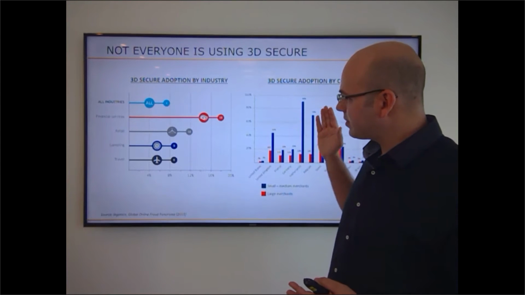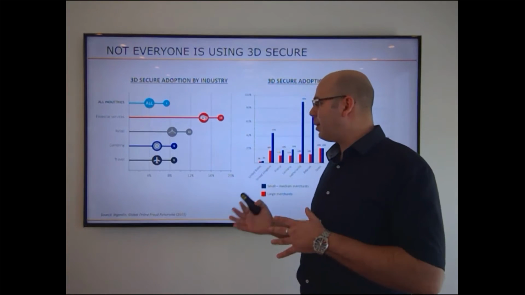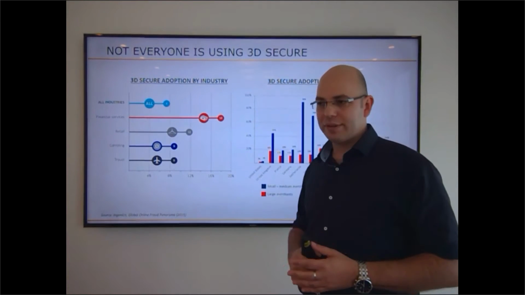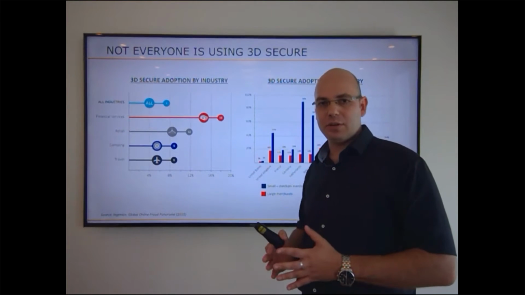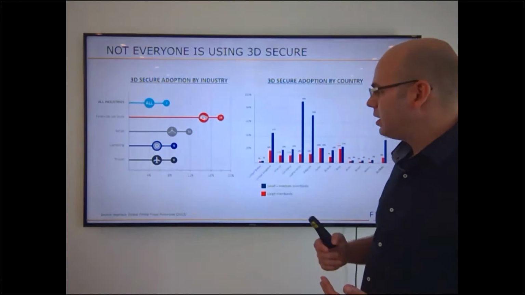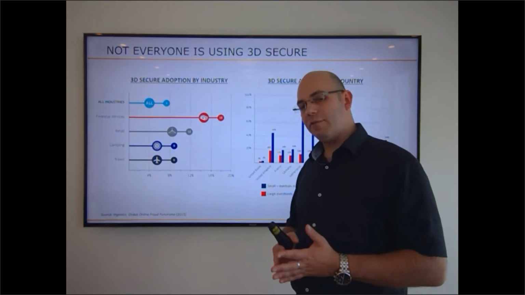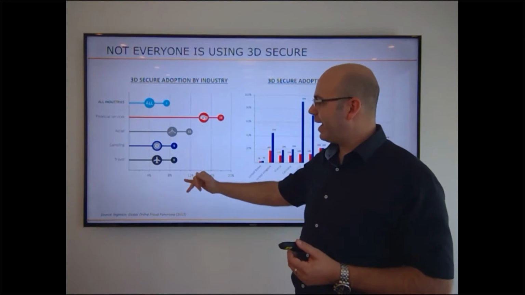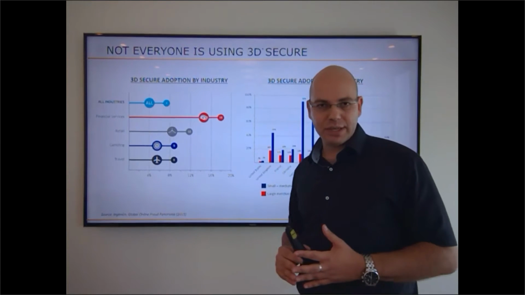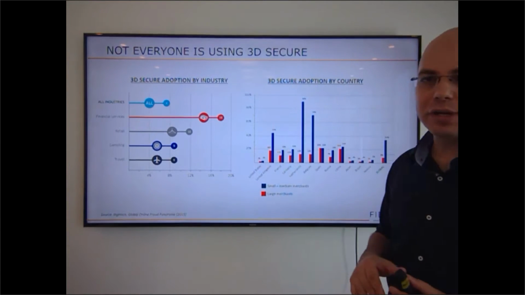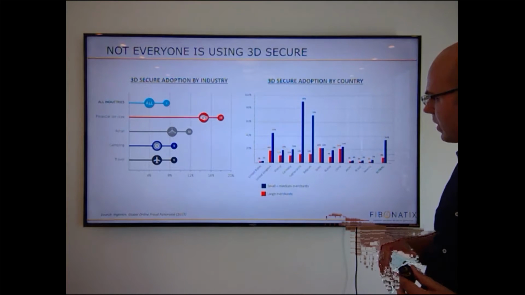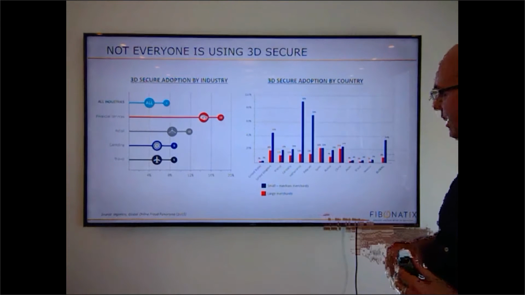So, for instance, financial services, Forex, binary options, algo trading, 18% of transactions overall are done in 3D Secure. And this is the industry in which 3D Secure adoption is the highest. Then you have retail, 12%, online gambling, 9%, and travel, 9%. These are the adoption numbers.